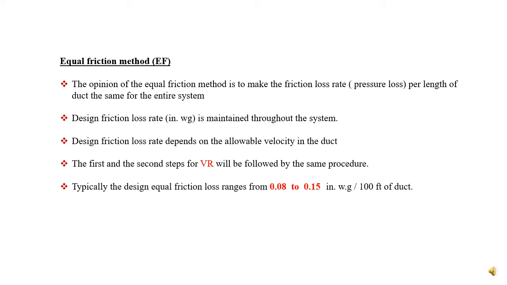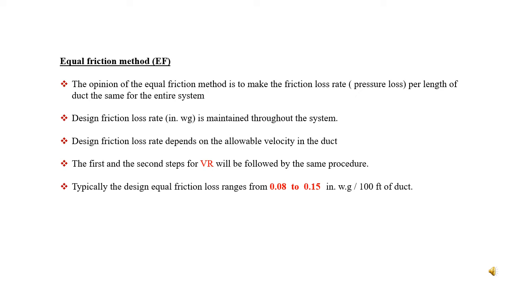And the design friction loss rate depends on allowable velocity in the duct. You have to cross-check with the allowable velocity also. For example, in public buildings, how much is the velocity allowed? If the friction loss that you choose results in a certain duct size, and after you check and read from the ductilator, the velocity exceeds or is less than the allowable velocity of the duct, then you cannot choose that friction loss rate.